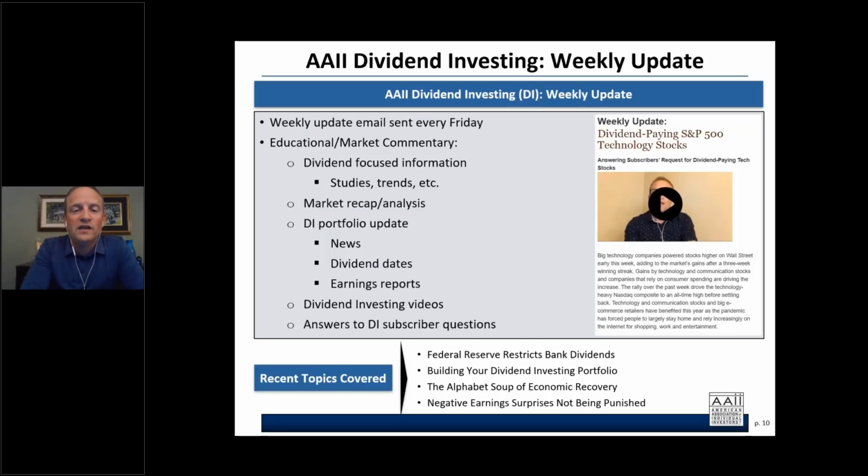And another one I focused on was a study by FactSet for this particular article, and they were talking about negative earnings surprises and how they actually were not being punished in the second quarter. So that's the weekly update. Again, it's an email that goes out to subscribers every Friday.